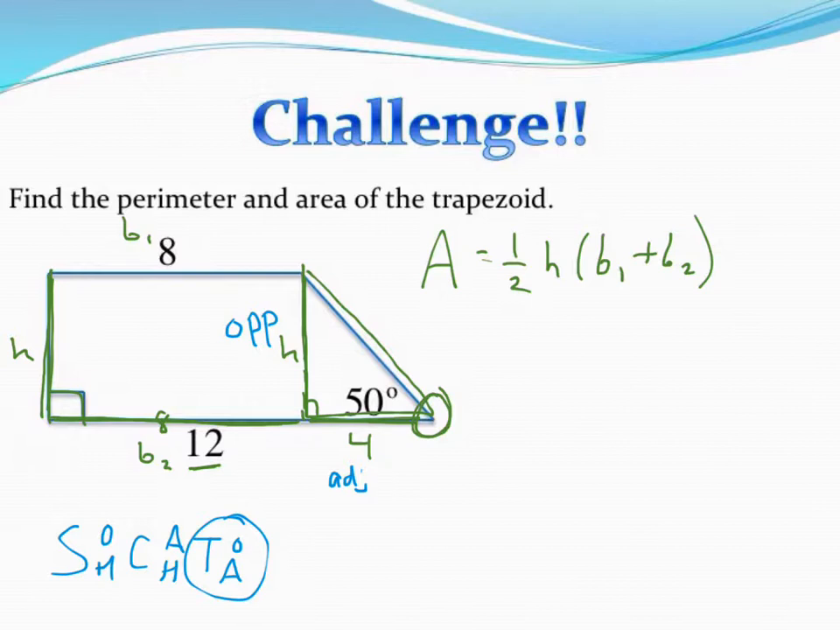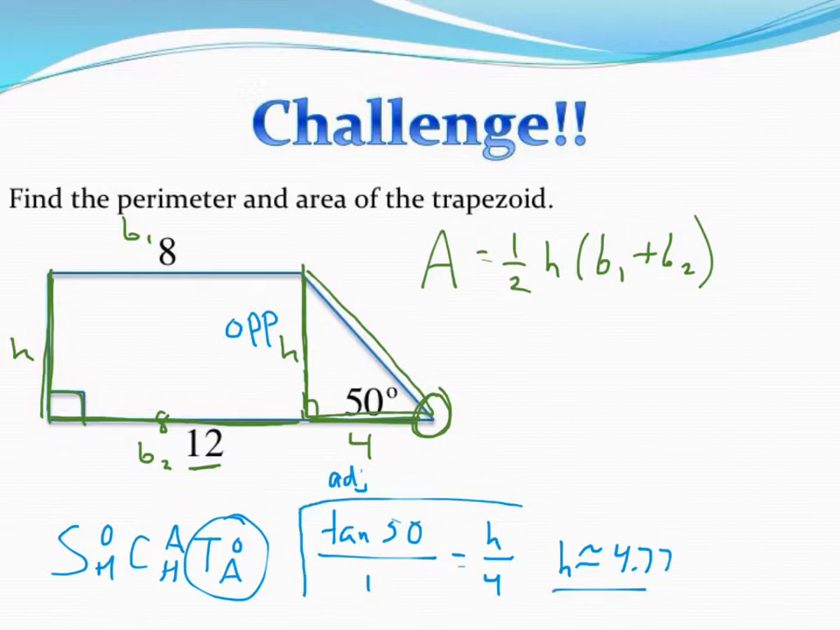So to find my height I'm going to take the tangent of 50, and I like to do these as proportions. So tangent of 50 over 1 is equal to the opposite side, which is the height, over the adjacent side, which is 4. At this point, I'll need to grab a calculator to find the missing height. On my calculator, I come up with a height of approximately 4.77. So that's the missing information I needed to finish the area part of this problem. If you need help with the trigonometry part, go back and watch one of my trig videos or ask me in class. But the height is now going to be 4.77.